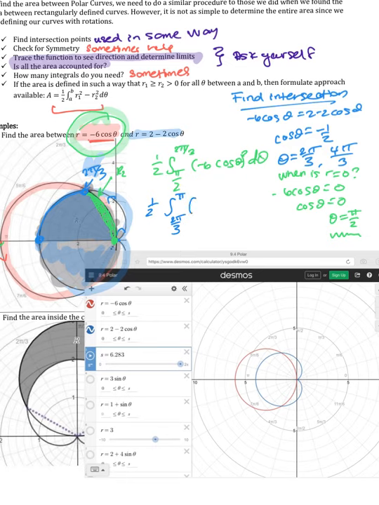And what are we integrating? We're integrating the blue function, (2 minus 2 cosine of theta) squared d theta. So we're going to take these two integrals, add them together, and double it. So you could write that as one big long thing, or you could just find each area separately.